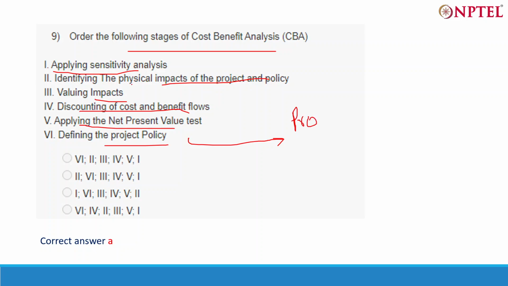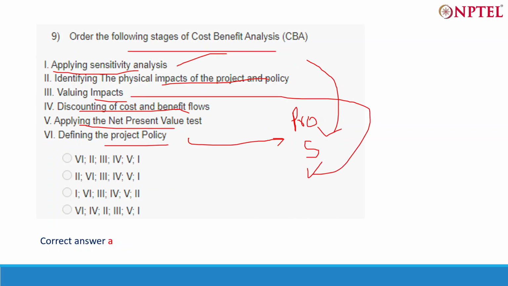Next thing is applying sensitivity analysis, then third is valuing impacts. I think first is defining the project policy, then second is identifying the physical impacts. Third is valuing impacts. So physical impacts are identified, then impacts are valued.